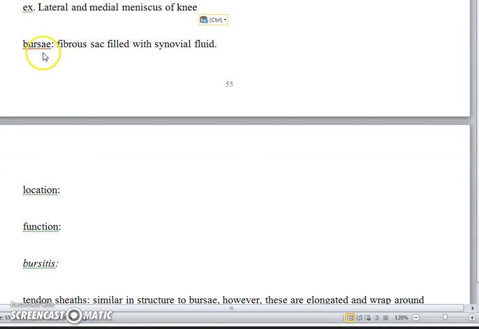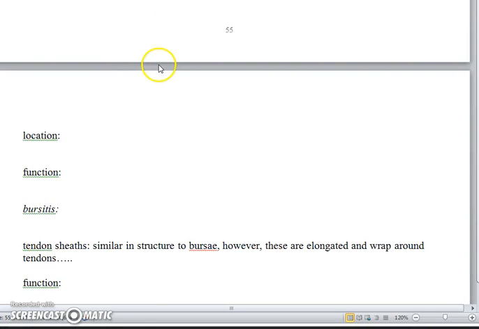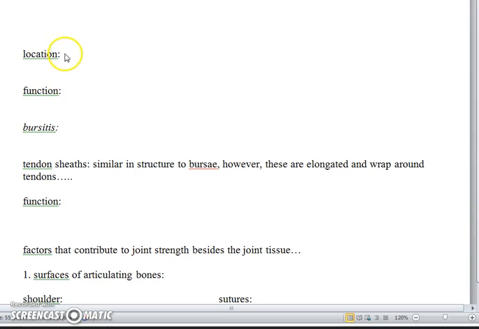A bursa, or bursae plural, are fibrous sacs that are filled with synovial fluid that are on the outside of the joint. So they're not on the inside of the joint capsule, they're on the outside of the joint capsule. Well, here, we'll just cover that here. So just flip the page.